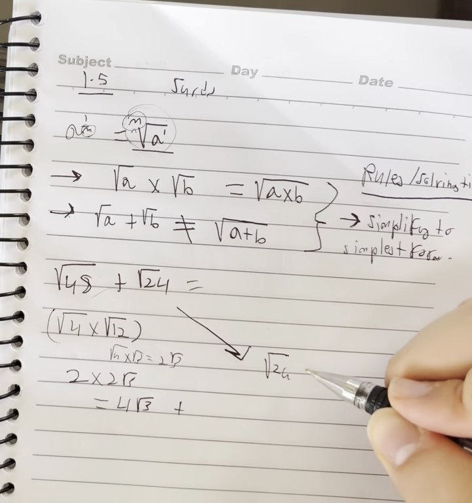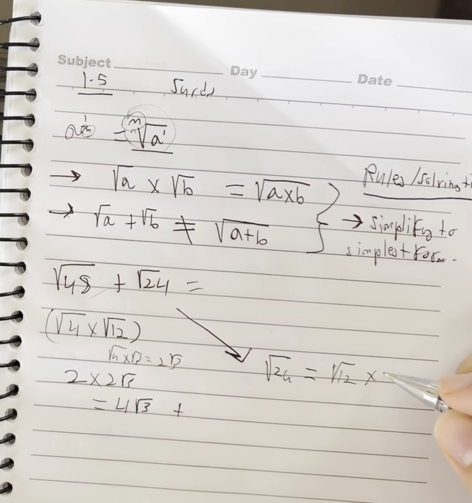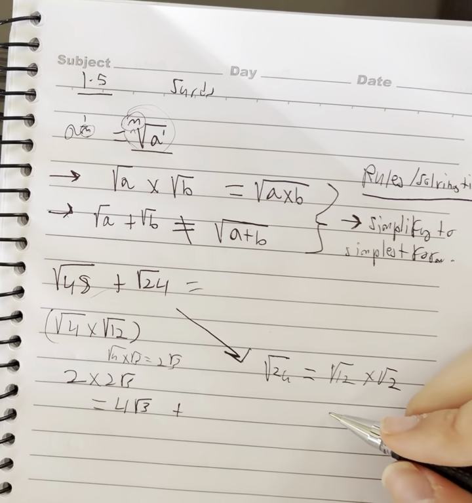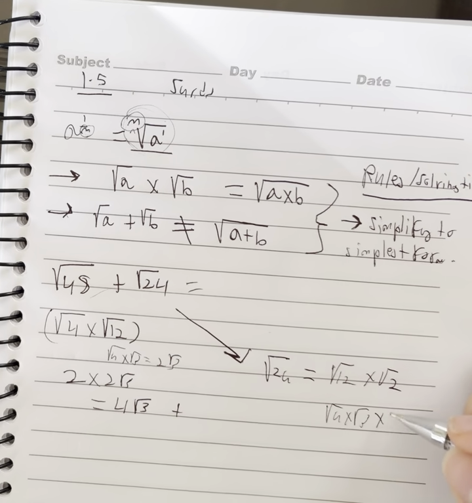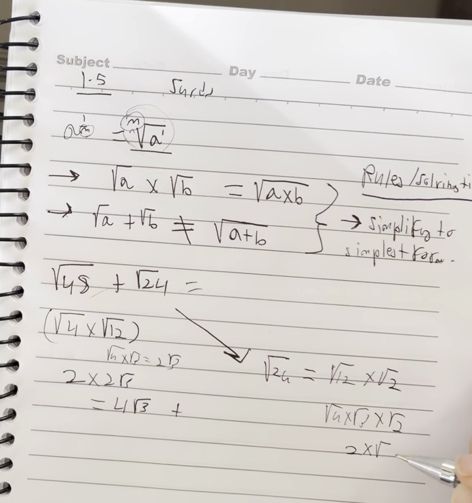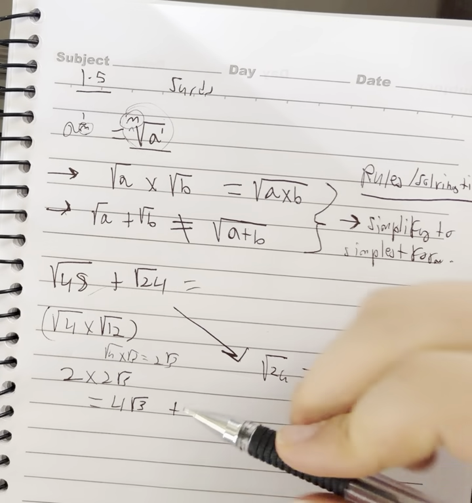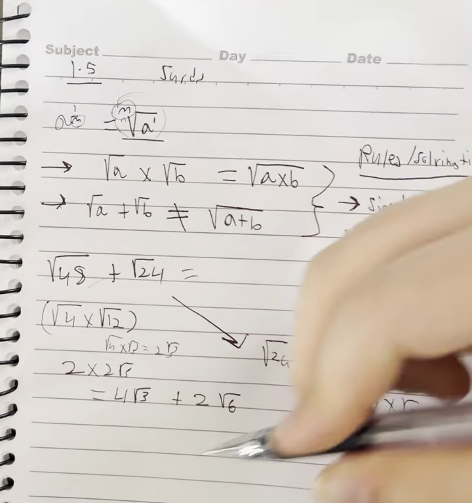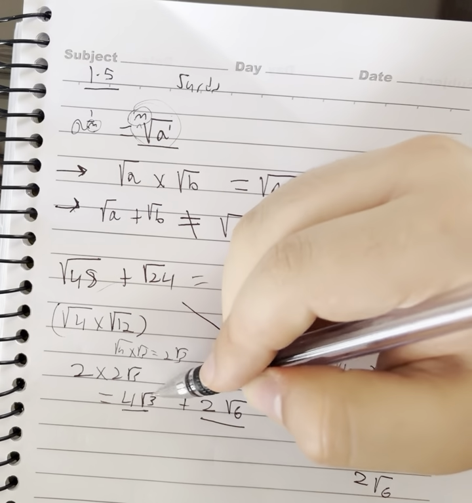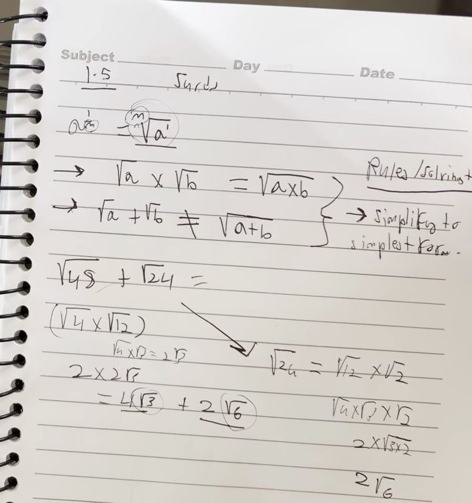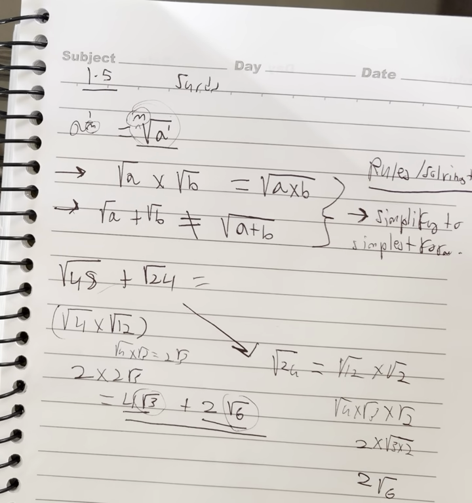root 24 is root 12 times root 2, which is root 4 times root 3 times root 2, so 2 times root 3 times 2. Okay, so here we get 2 root 6. This cannot be simplified any further because the square roots are not equal. So you leave it just like this.